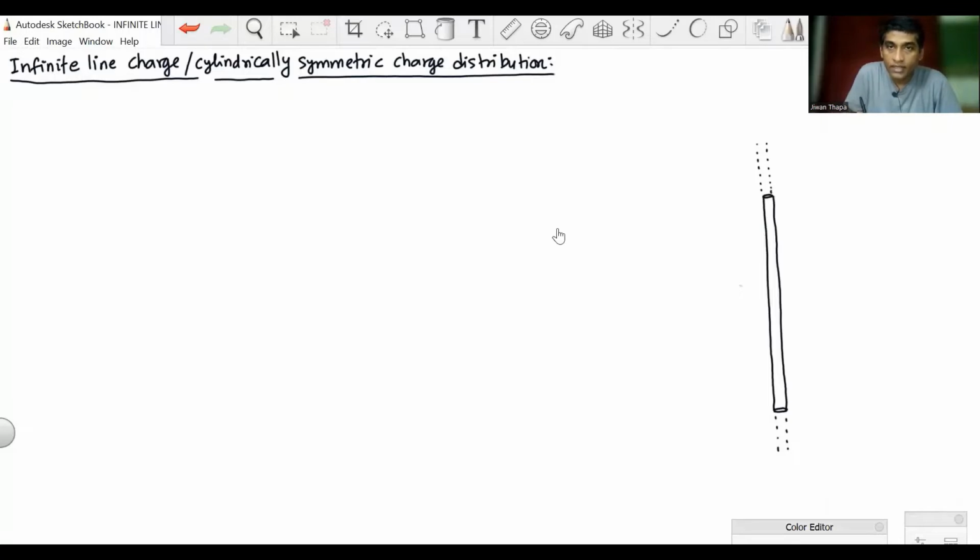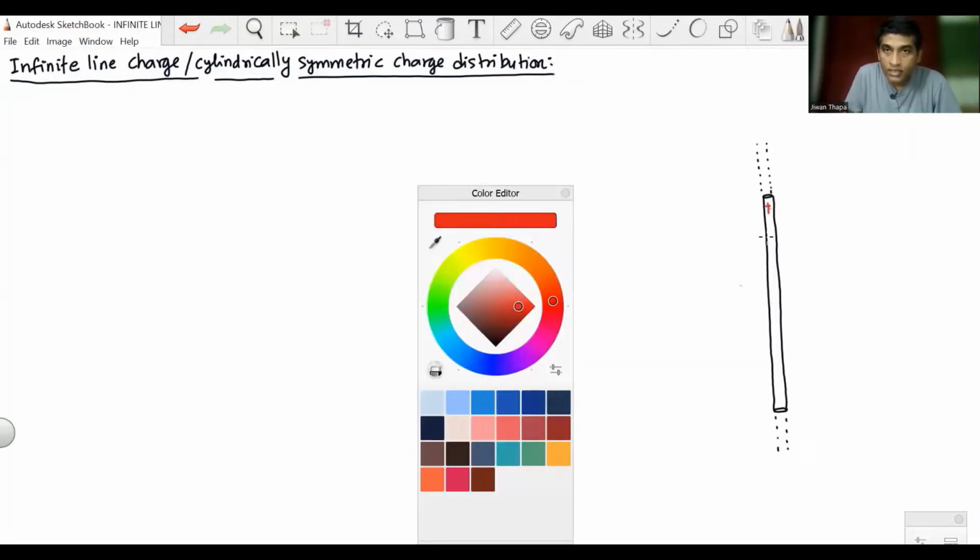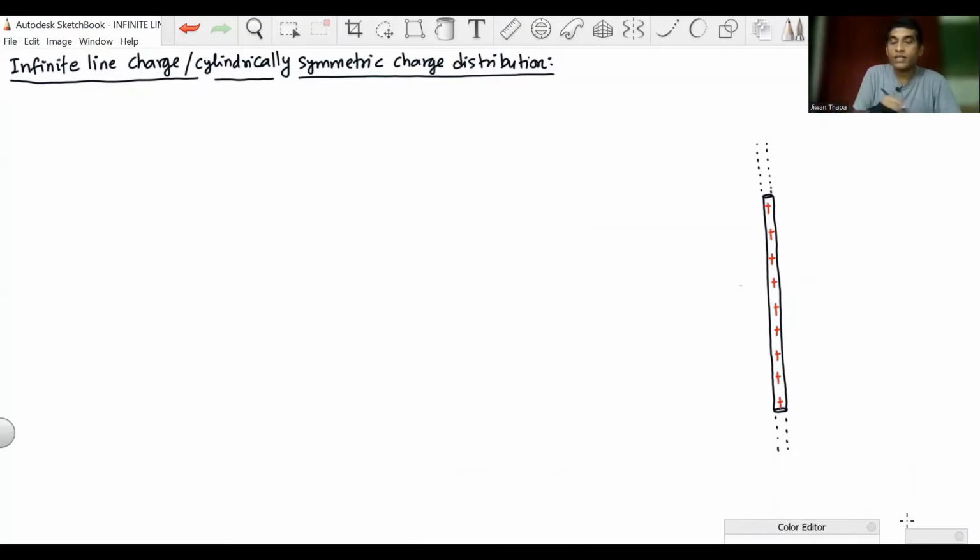So let the rod contain positive charge, okay? So we have this. Clear? Now let lambda be the charge density of the rod. So this is the rod, clear, having infinite length and is thin and is containing charge, that is positive charge, distributed uniformly throughout its length. So we have this. Now, as mentioned, we have cylindrically symmetric charge distribution.